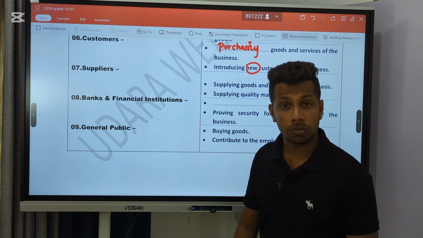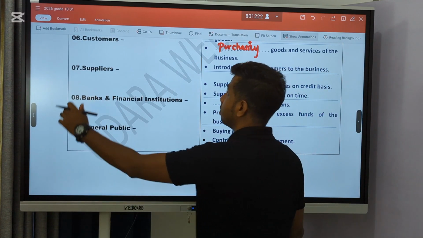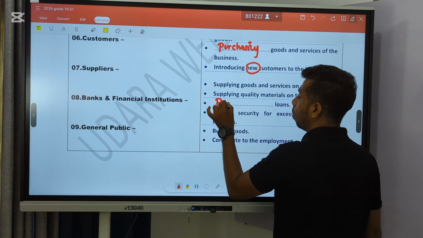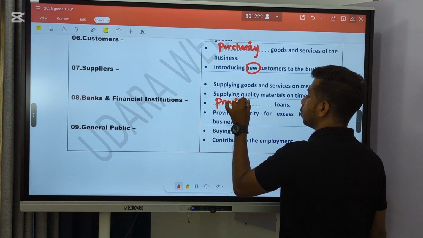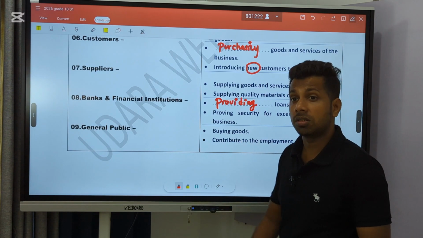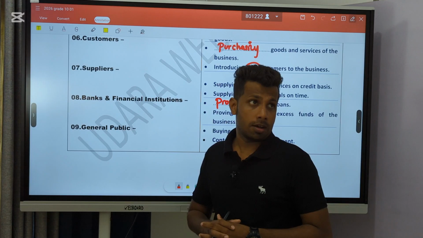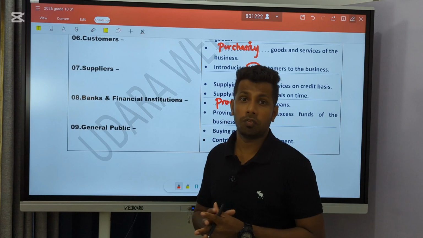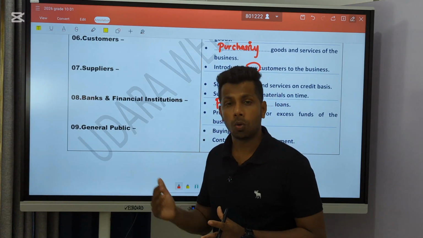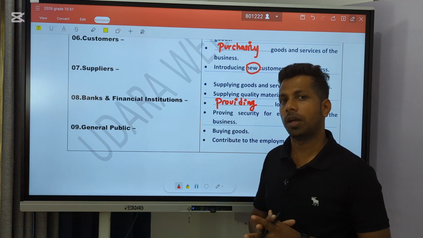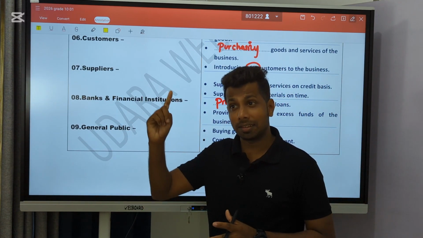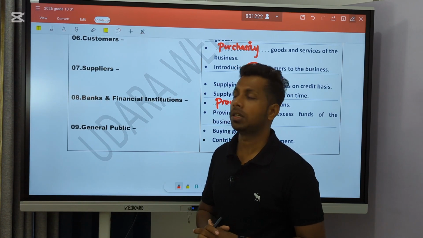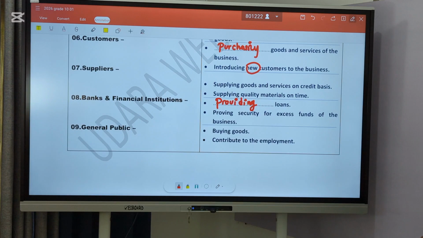Banks and financial institutes. As a major contribution of banks and financial institutes, my dear children, we can write here providing loans. Banks provide loans. So when there's a shortage of funds, definitely business can obtain loans from banks. So that is a major contribution. If you don't have enough funds, we can borrow loans. Other than that, when there's an excess of funds, business can deposit that excess, dear children, in financial institutes, in banks. So we can get security for our excess funds as well, providing security for excess funds of the business.